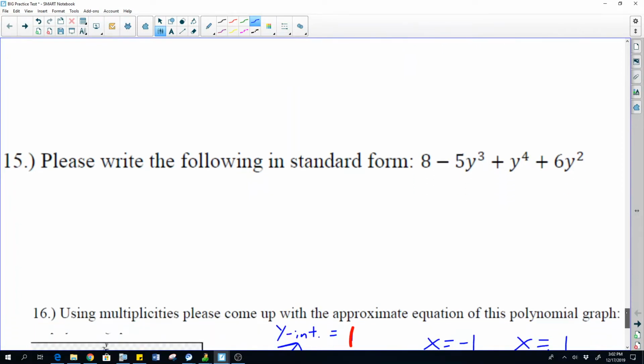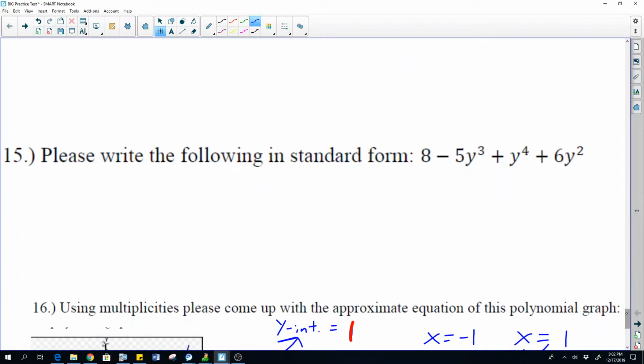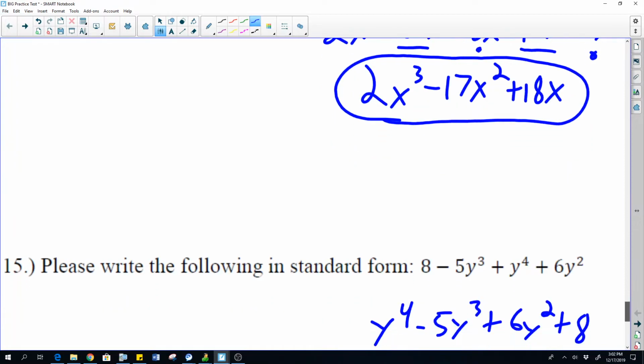Sick. There we go. So then let's take a look at maybe the next one, because I think this is a good one just for a second. So do you remember standard form? This is not in standard form. How would you write that in standard form? Good. So y to the 4th power minus 5y cubed plus 6y squared plus 8. So that should be hopefully a pretty easy one on the test there. Awesome.